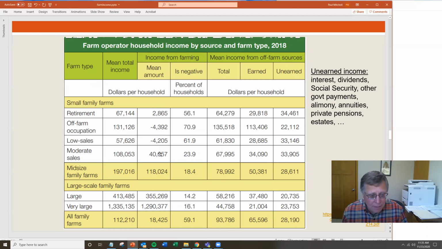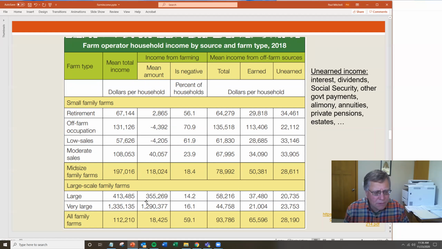Moderate sales farms are in the same category. They do make money as a farmer, $40,000 on average, but 24% are still negative. Their household income on average is $108,000, but the big chunk of it is coming from off the farm. $67,000, $68,000 is coming from off the farm. And so you can see there is a lot of farms in this off-farm occupation farm. These low sales farms are losing money. A lot of those farms have a real job, if you will, outside the farm. On average, their household income is $130,000. They're losing money on the farm part of their operation in 2018, which was a tight margin year.